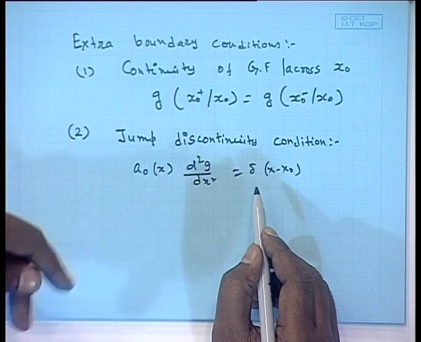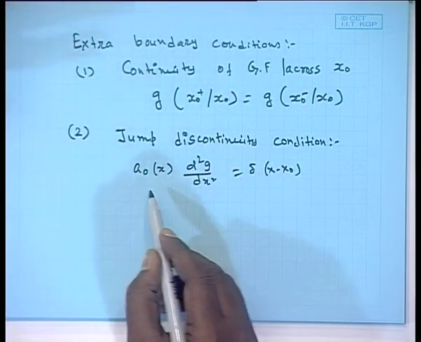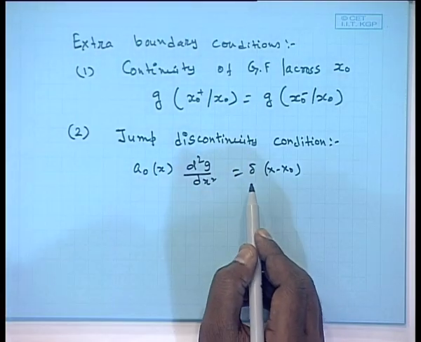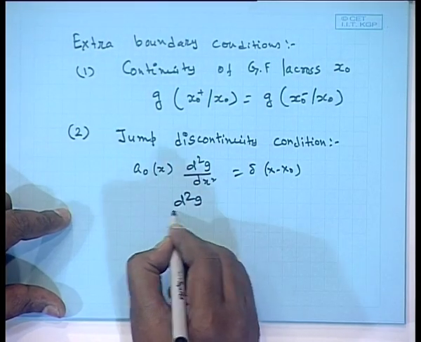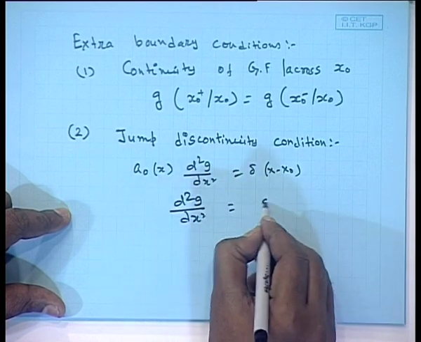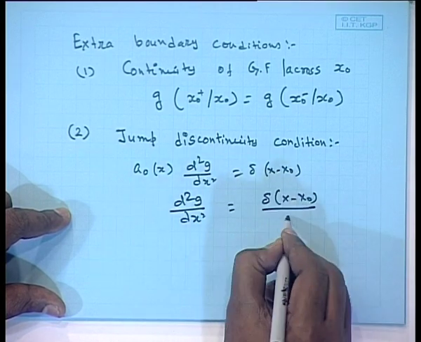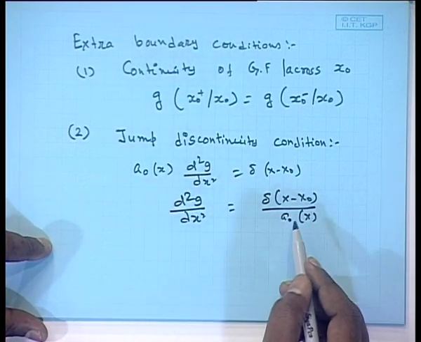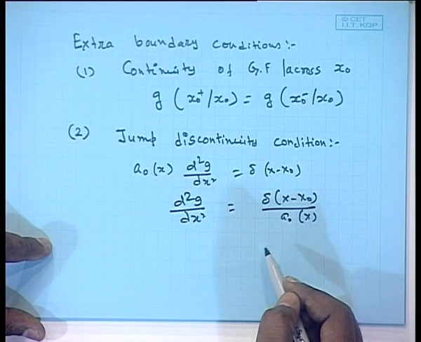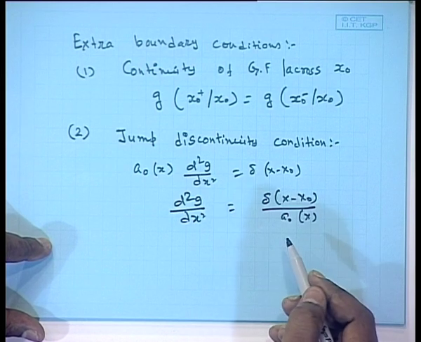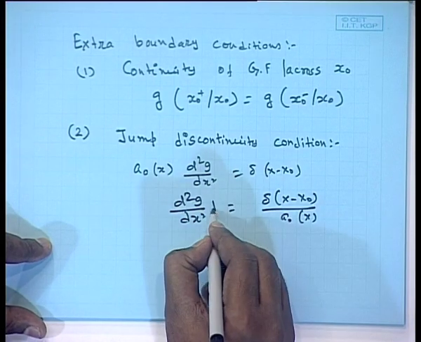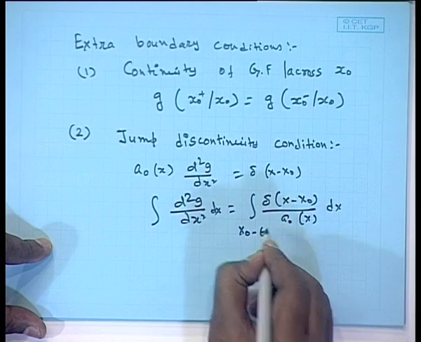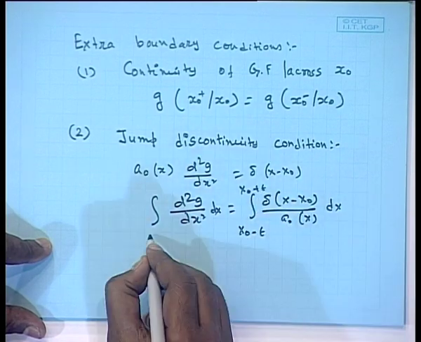This is a more general case. Suppose a0 is present, let us say 5x, so this will be 5x d square g dx square, maybe. That will be a generalized case. So, you can write it as d square g dx square is delta x minus x naught by a0 x. Now, you multiply both sides by dx and integrate across x naught minus epsilon and x naught plus epsilon.